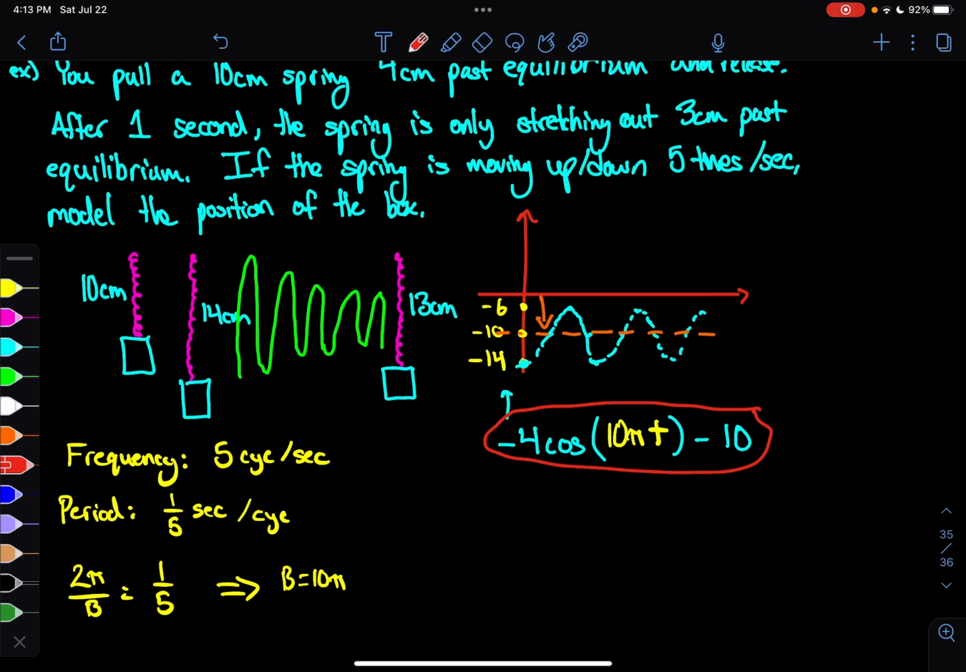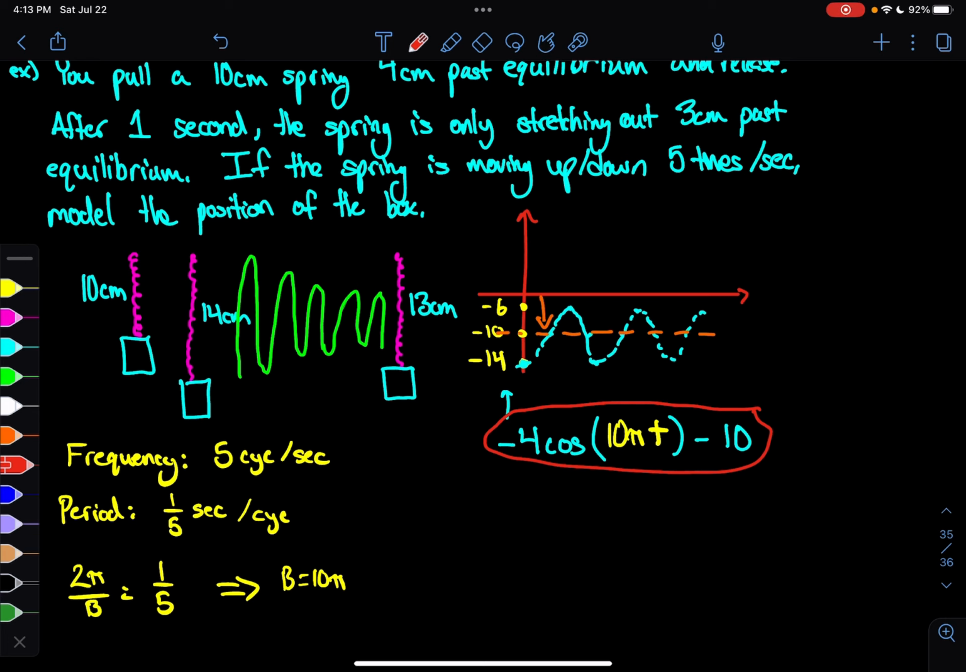Now, the question is, we are dampening it. We saw that it kind of died out. It says that it's only stretching 3 centimeters past the equilibrium after 1 second, right? So it happens pretty quickly here. So how do we do that?